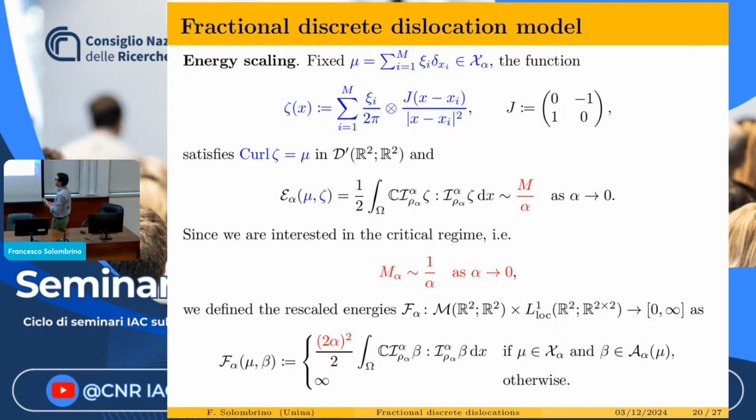And so the natural assumption, as before, is having as many dislocations as the unit contribution of them. So m alpha equal, up to a constant, 1 over alpha. This is the so-called critical regime. Other regimes are possible, other descriptions are possible, but this was, in some sense, the most relevant case. And if you do this, you have to scale your energy, and the natural idea is to scale it by the square of alpha. Why did we put the 2 into the parentheses? I will explain in one slide.